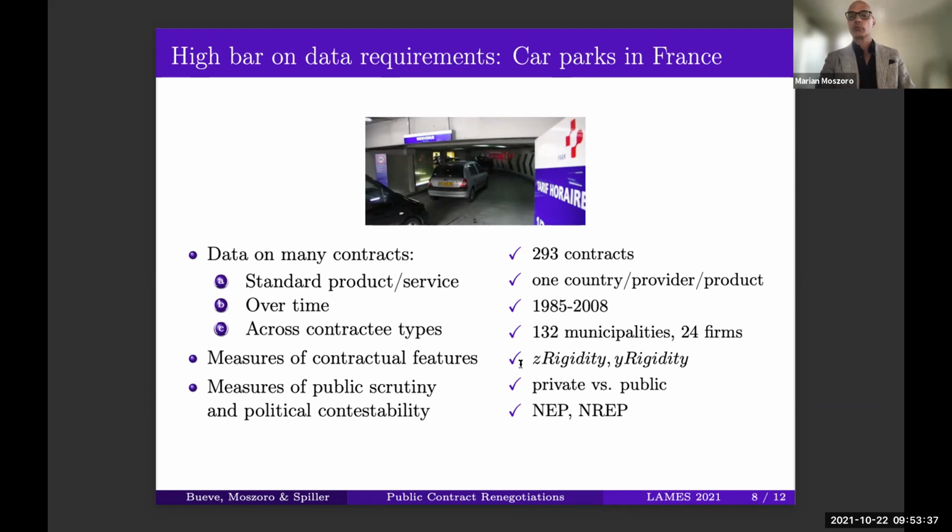The measure of contractual features is actually done through textual analysis. So we scrape the contracts and we came up with dictionaries that later on are normalized into a Z-score of how rigid the contract is, how many of these particular clauses are in each contract. Then we have, of course, the public to private comparison. And for political competition, we use, which is standard in the political science literature, the number of equal parties, which is the inverse of the Herfindahl index of the share of the parties.